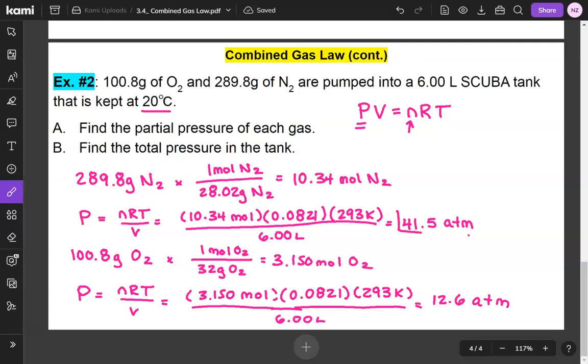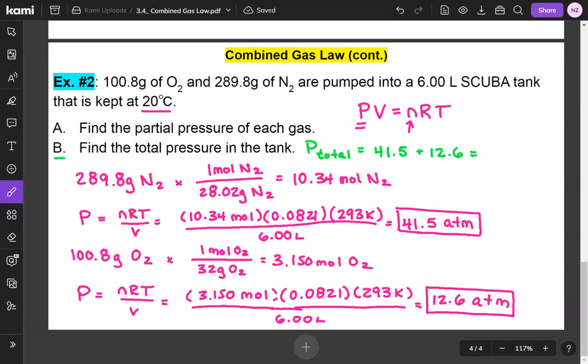So for part A, our pressure of nitrogen is 41.5. Our pressure of oxygen is 12.6. Now to find the total pressure in the tank, so for part B, we are going to add those values together. So the total pressure is going to be equal to 41.5 atmospheres plus 12.6 atmospheres. If I combine the two pressures, I end up with a total pressure of 54.1 atmospheres. So again, Dalton's pressure equation, we just add up all the individual pressures, and that will give us the value of our total pressure. And that's it.